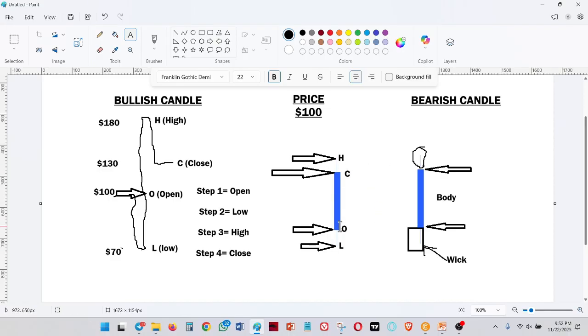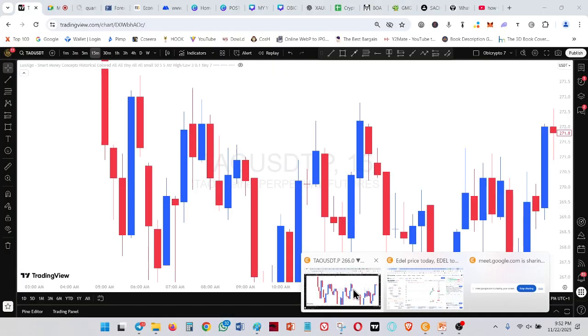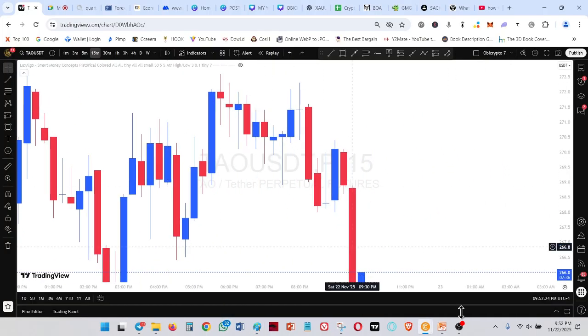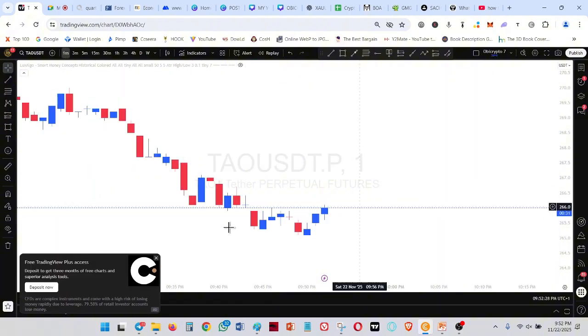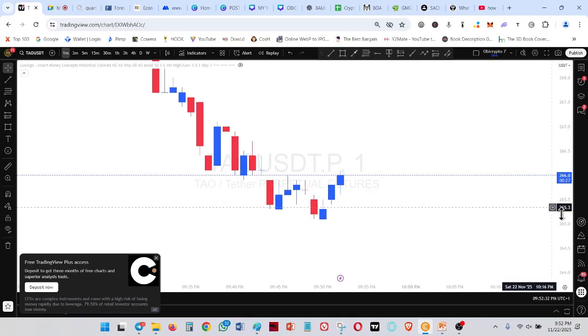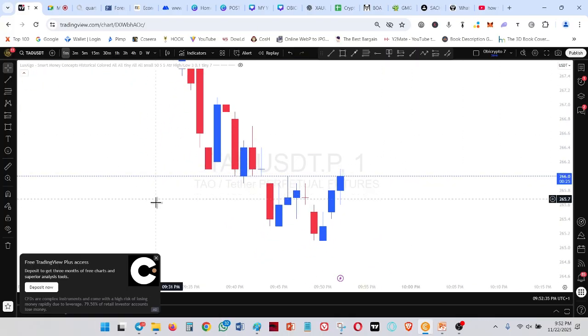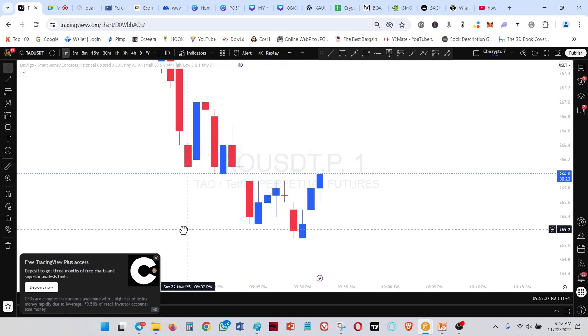So now, if you see, we have our open, we have our low, we have our high, and we have our closing price. Now let's go to the market and see exactly what the market is doing, so that we can practicalize it. I'll go to the 1 minute time frame. This is a 1 minute time frame of which coin? Bittensor.